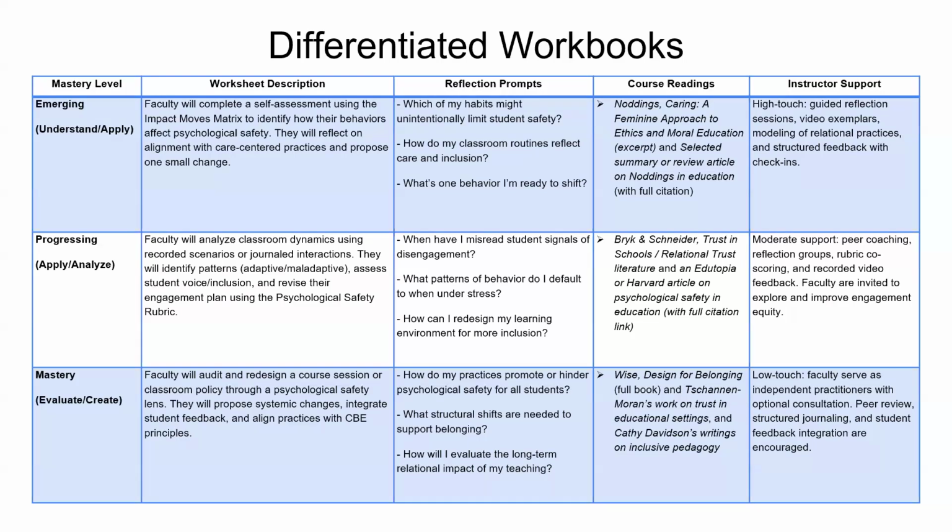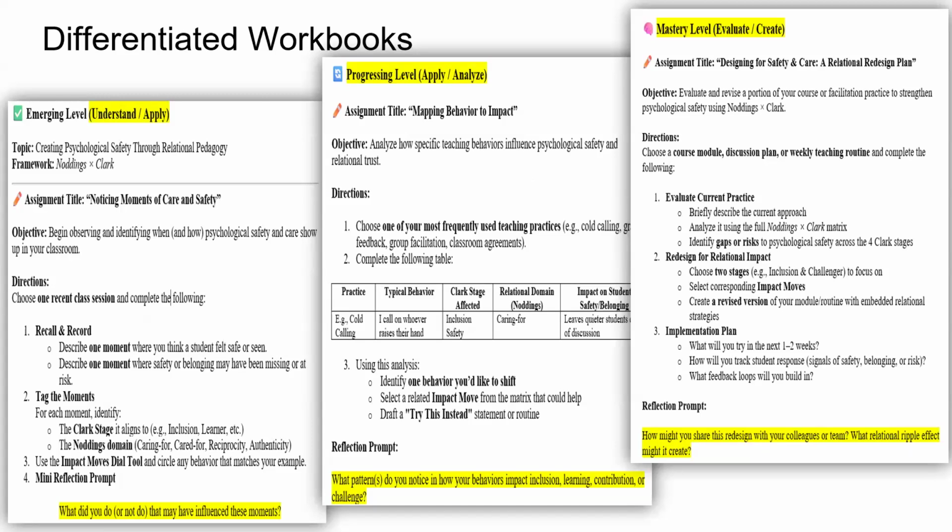So I will move on to the next slide. Here are just some examples of what differentiated workbooks would look like. So you see the emerging workbook is on the understand and apply level. The progressing workbook is on the apply and analyze. And the mastery level has the evaluate and create. So again, the cognitive rigor is much more extensive as they move up in mastery levels. And so again, the faculty members will be given different assignments based on their specific level for that specific module. And you can see they have different reflection prompts based on the assignments that they received.